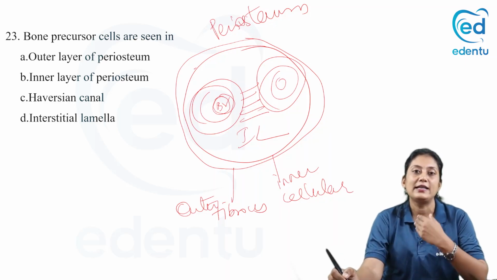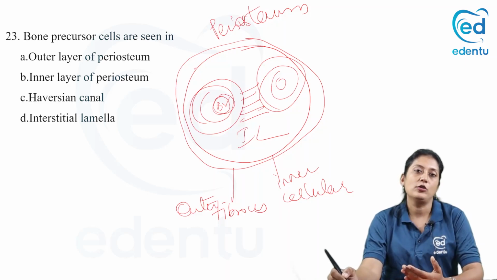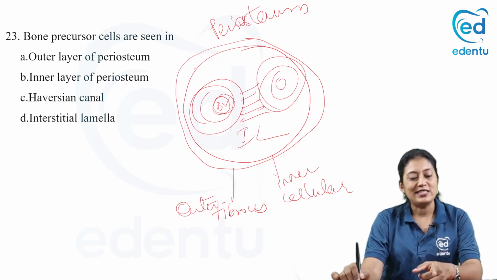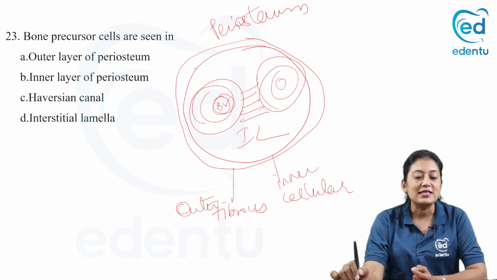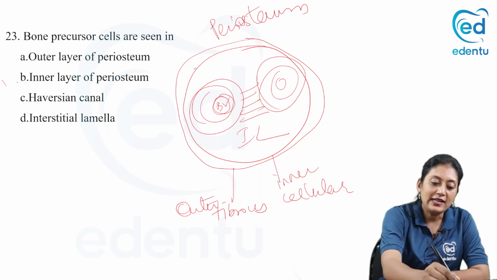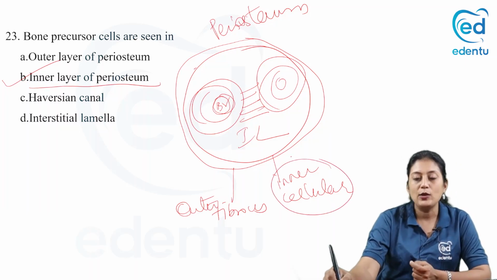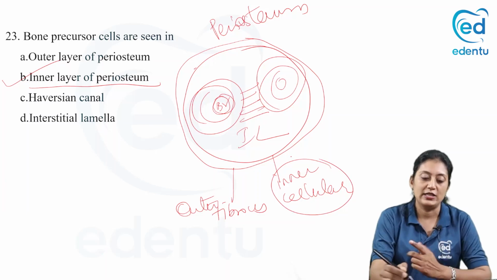So whenever there is damage or any trauma to the bone, new bone will form from these precursor cells. So the question here is, the bone precursor cells are seen in which layer? The right answer is inner layer of periosteum, because that layer is called the cellular layer where we have osteoprogenitor cells.